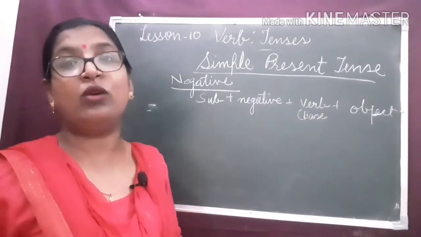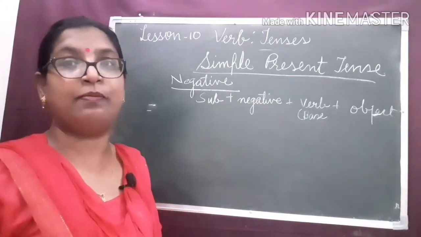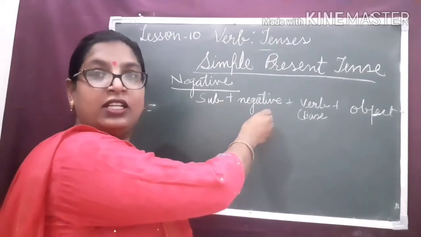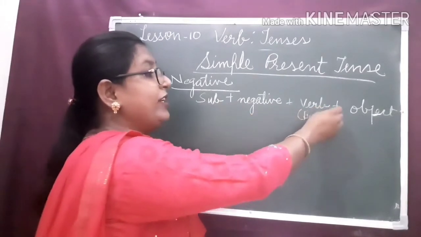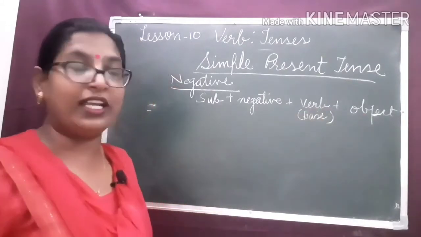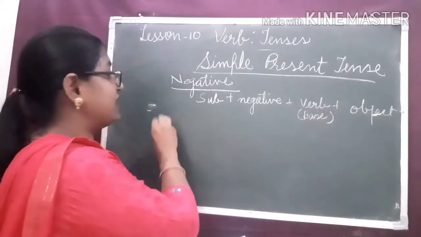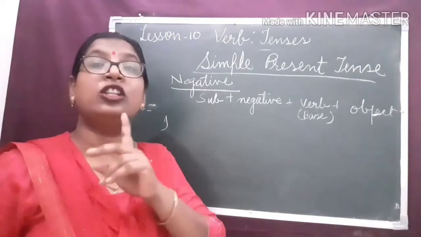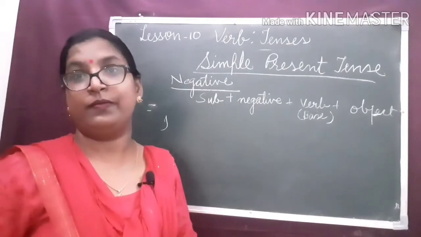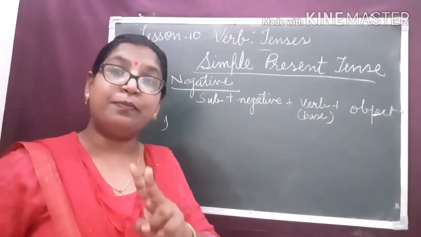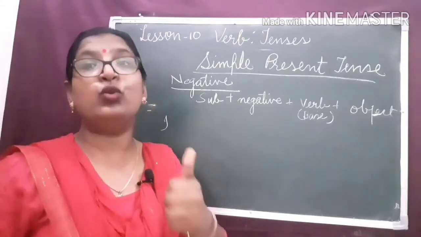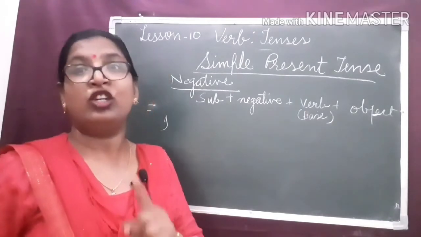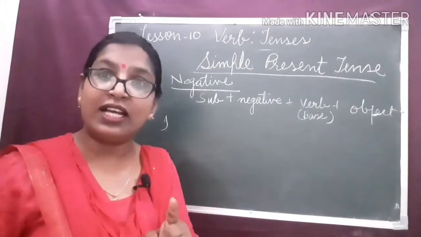Now, let us see how to make negative sentences in simple present tense. The structure is subject plus negative verb, the word of negation, and then the verb in its base form, and then the object. Dear children, for making negative sentence, we use the form of do verb. In present tense, so do or does we use, plus the word of negation, that is not. Do and does we use according to the subject.